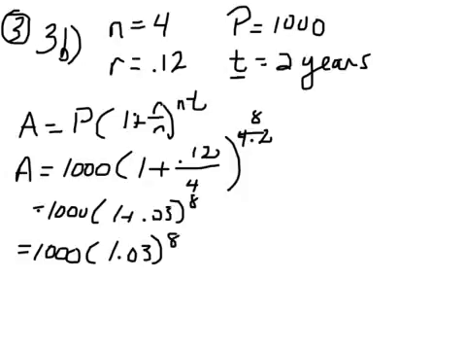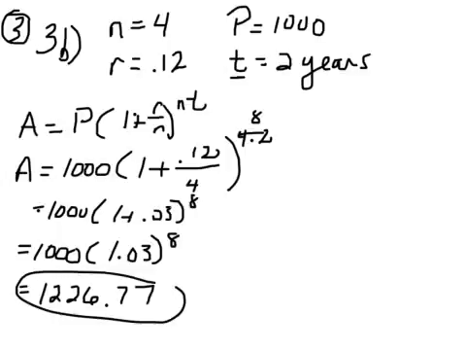If you put that in your calculator, I'm going to put in 1.03 raised to the 8th power first, and I get that number, and then I multiply by 1,000. Because remember, when you're doing PEMDAS, you have to do the exponents first. So it ends up being 1226.77 if you round it off. And so that's how you're going to do number 3 on there. You just have to go back and plug in the values for each of the A, B, C, D parts.